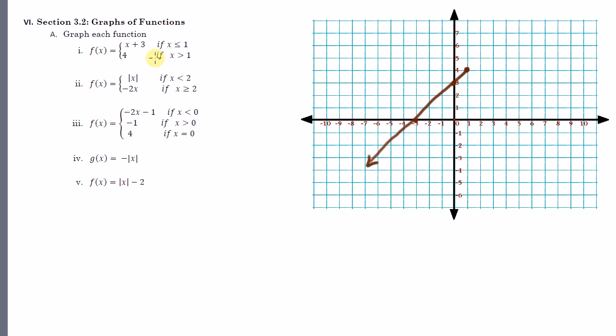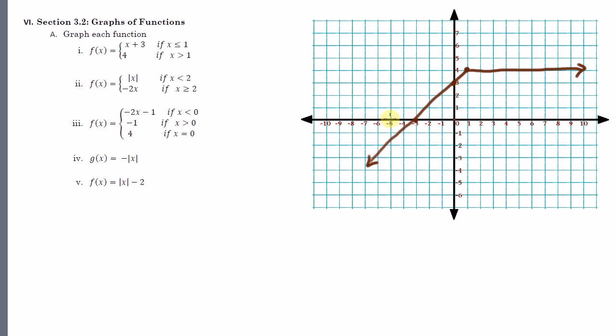And then it says that if x is greater than 1, it's 4. So when x is 1, not equal to 4, it's just going to be equal to 4. So it's going to be the line y equals 4. So there's that. So let's test some points.